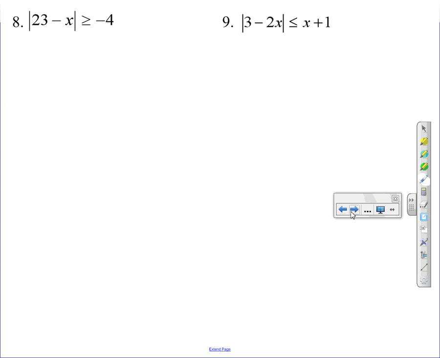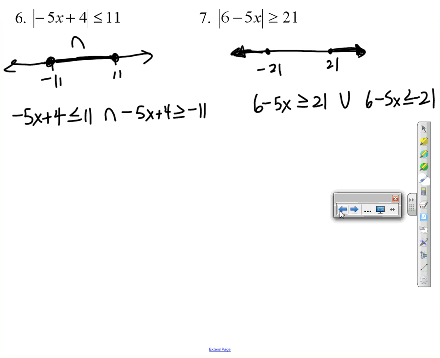Question 8, when would the absolute value of anything be greater than minus 4? It's always greater than minus 4 because it's a positive value. And then when we get to number 9, the absolute value of 3x minus 2 is less than or equal to x minus 1. So we go back to here, it's basically the same question as 6.